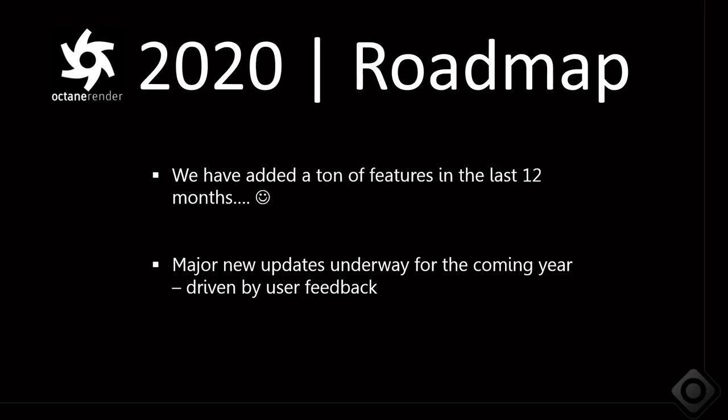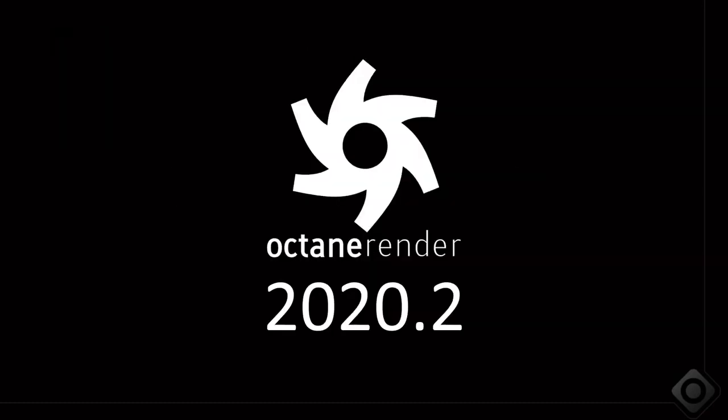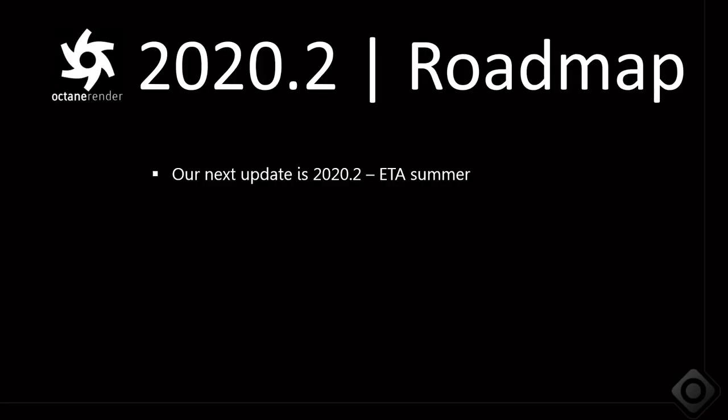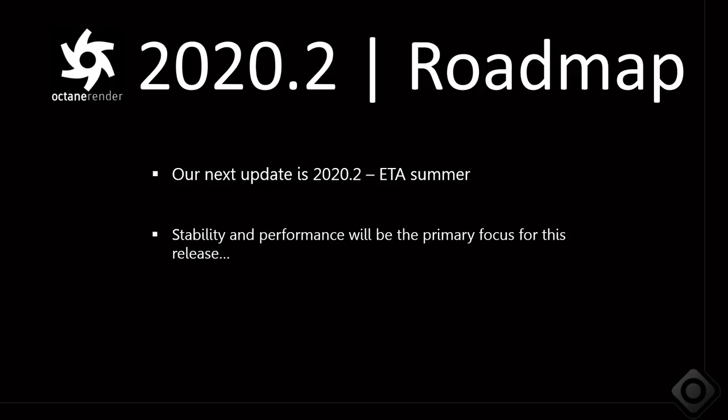A lot of our feature work is at this point guided, because we've done so much. We want to know what users want, what users tell us is missing, and that's a big part of what we've been adding to Octane and are adding in the coming months. So 2020.1 is at this point stable. For 2020.2, the ETA is this summer, and the focus of this release is mostly performance and stability.